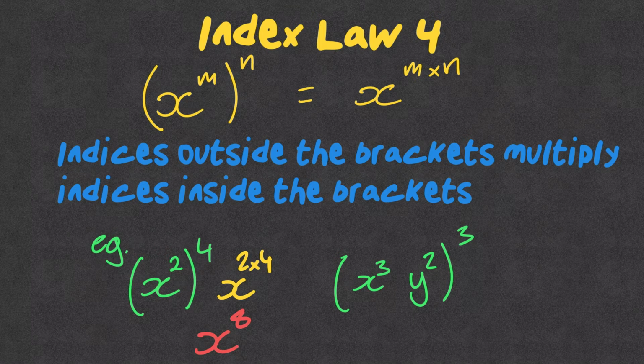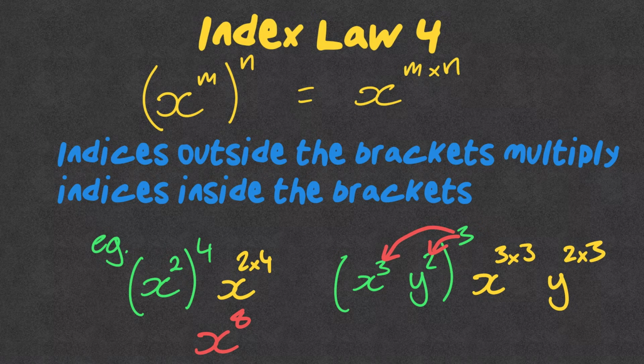And this next one deals with them separately. Don't multiply them all together, but just multiply this 3, just like we did with brackets. Multiply this 3 there, and then multiply it there. So we're going to end up with x to the power of 3 times 3, and y to the power of 2 times 3. And 3 times 3 is equal to 9, so x to the power of 9. And 2 times 3 is equal to 6, so y to the 6. And that's our answer.